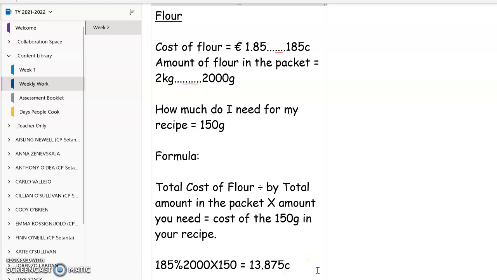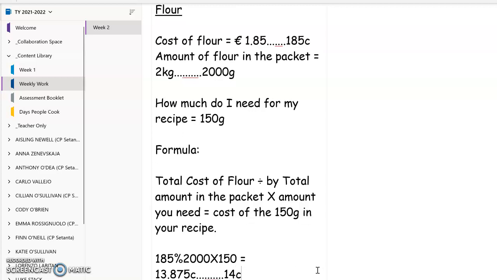So can we buy something, or can we pay 13.875 cent? No. So you need to use your math skills and you need to round up. The closest cent would be 14 cent for 150 grams of plain flour.